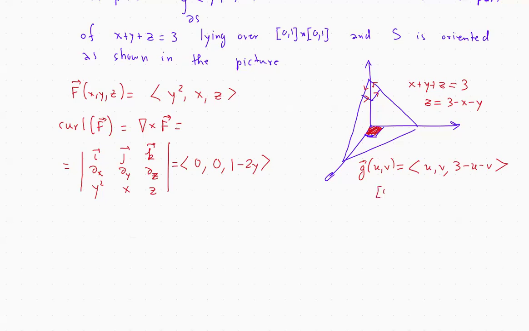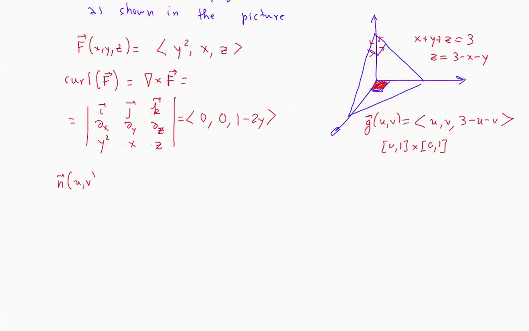Now, we should take the normal vector of this parameterization, which is simply g sub u cross g sub v. What do we mean by g sub u? We mean the vector resulting from g by taking the partial derivatives of all the components with respect to u. So that will be 1, 0, negative 1. And what is g sub v? Again, it's what results from g by taking the partial derivatives with respect to v of all the components. So that's 0, 1, negative 1.